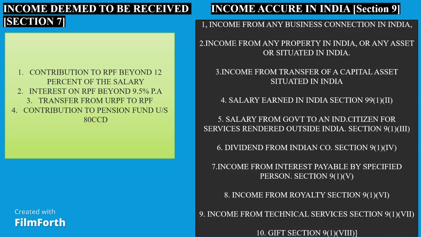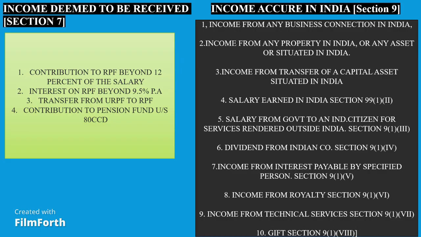Salaries payable by Indian government. Section 9 subsection 1, clause 3. Any income chargeable under the head salaries payable by the Indian government to a citizen of India for service rendered outside India shall be deemed to accrue or arise in India. Foreign allowances by the government employer is exempted. Any allowance or perquisite paid or allowed outside India, by the Indian government to a citizen of India, for rendering service outside India is fully exempt.